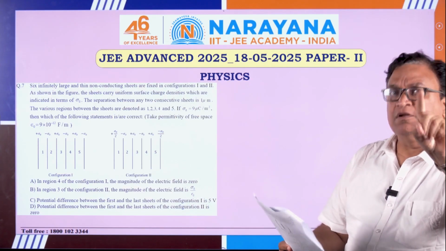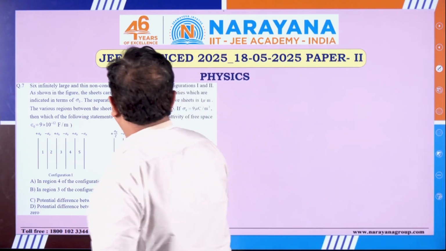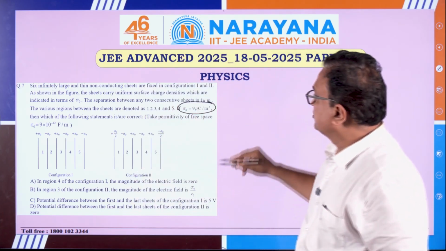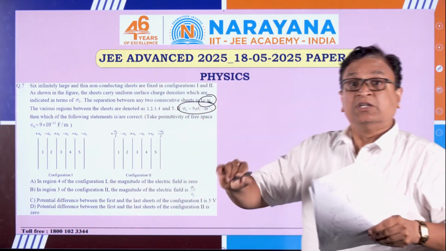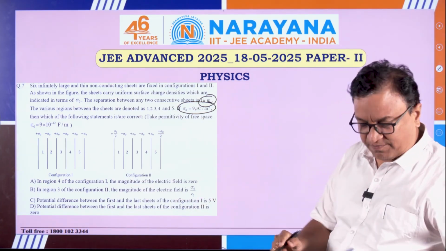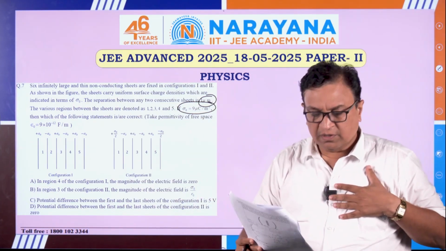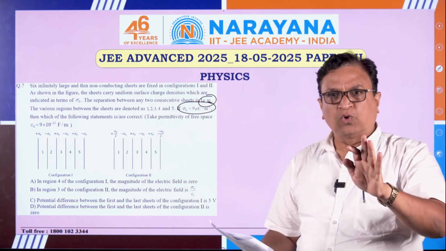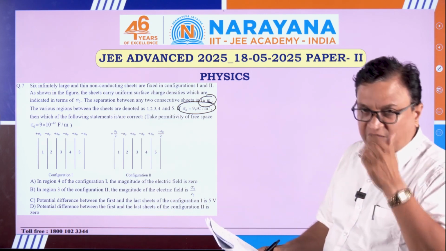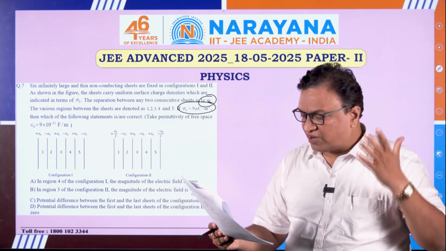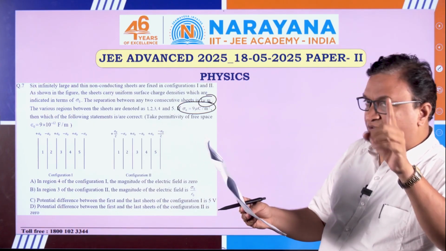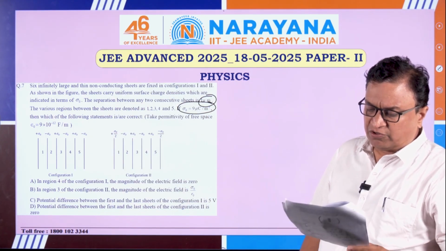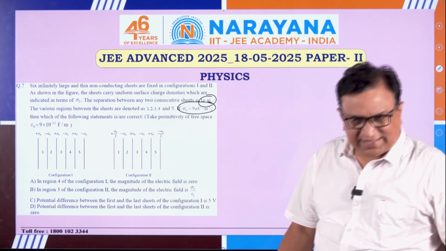The only thing that I will use for later is the value of sigma naught, and the distance between the plates, which they have also mentioned as 1 micrometer. Those 2 entries I will use later. Suppose I am a good student and I don't have time. I just want to close this in a single instant. Then go for option A. Option A: in region 4 of configuration 1, I mean this part, the magnitude of the electric field is 0. I will explain how I operate this.